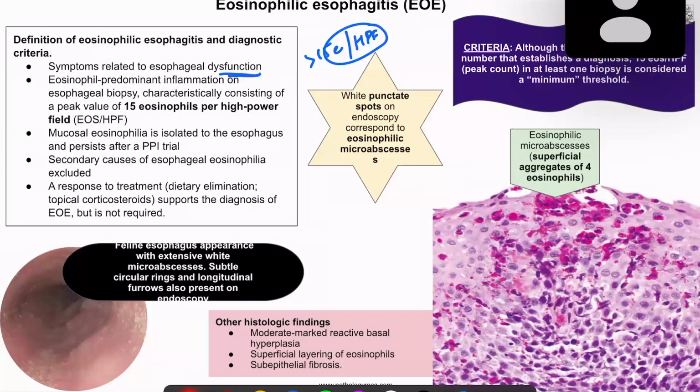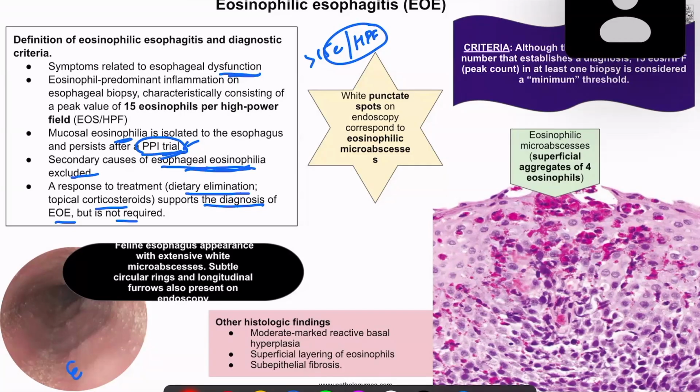Mucosal eosinophilia is isolated to the esophagus and persists even after a PPI trial. So usually, any biopsy which we get in the context of dysphagia or dyspepsia, the patient must have undergone a PPI trial already. Even irrespective of the PPI trial, if the mucosal eosinophilia still persists, then that is one of the diagnostic criteria. Secondary causes of esophageal eosinophilia are excluded, for example, fungal infection or any other causes of eosinophilia. A response to treatment, dietary elimination, or topical corticosteroids supports the diagnosis but is not required for the diagnosis of eosinophilic esophagitis.